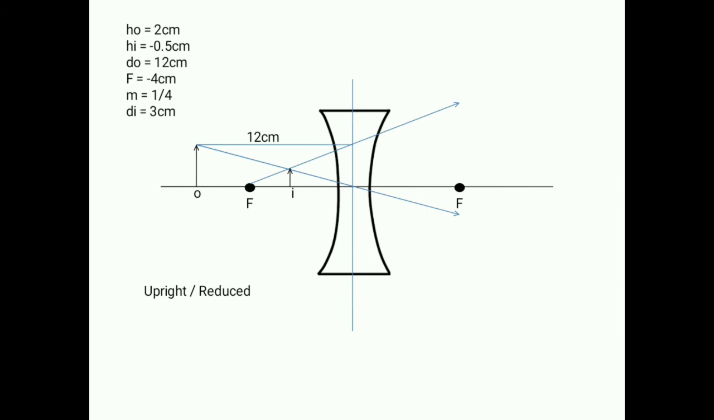Now in this graph, notice that our image is on the left side of the principal axis, and it is upright because the height of the image is positive 0.5, and also reduced because the height of the image is smaller than the height of the object.